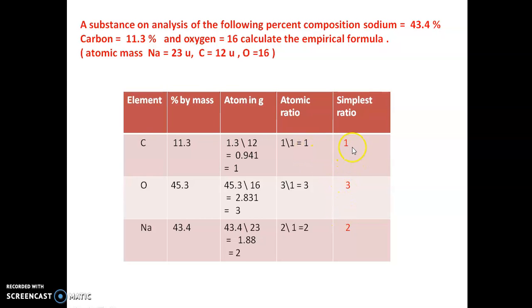What is meant by simplest ratio? It means the atom of carbon is only 1, the atom of oxygen is 3, and sodium is 2. So the empirical formula for this is Na2CO3. Because sodium has 2, hence Na2, then C, and then O3.